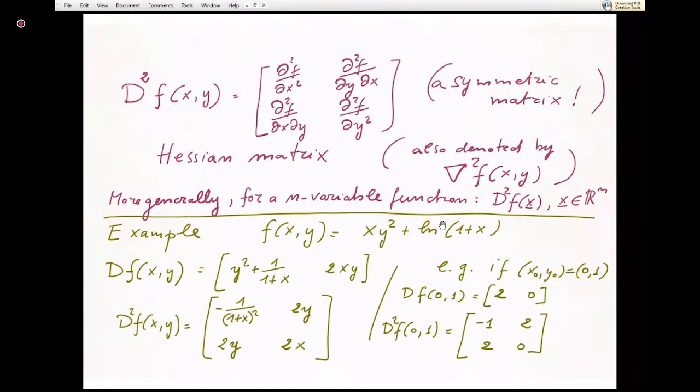So the gradient is the vector of the first partial derivatives. The first position is with respect to x, so it is y squared plus 1 over 1 plus x. This is the first partial derivative with respect to x. With respect to y, it is what? These terms become 0. It is 2xy.